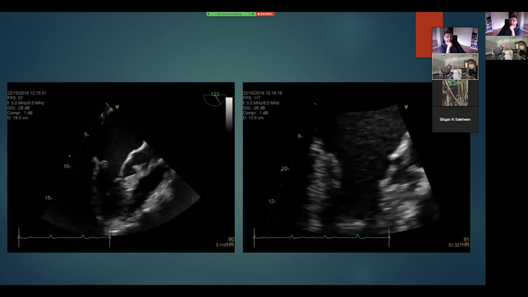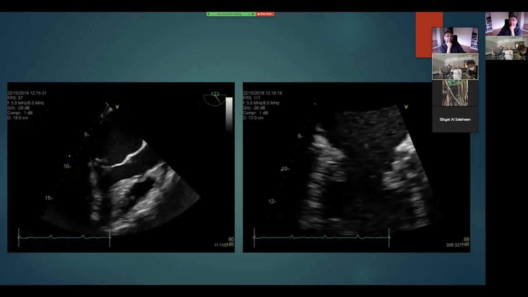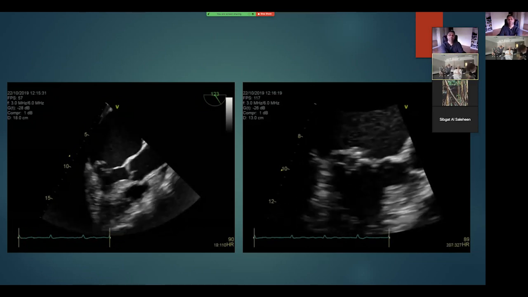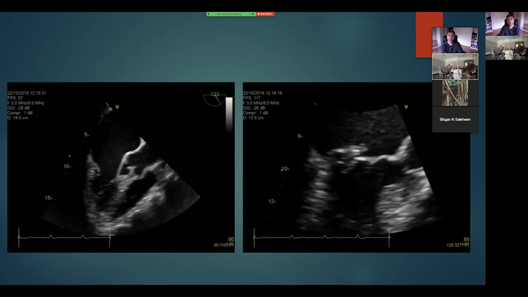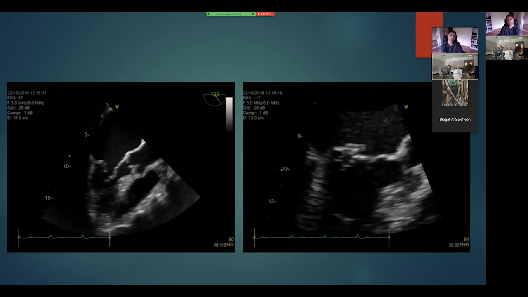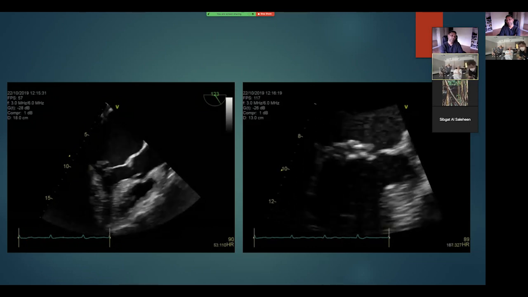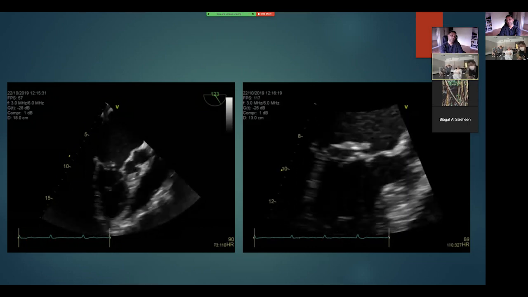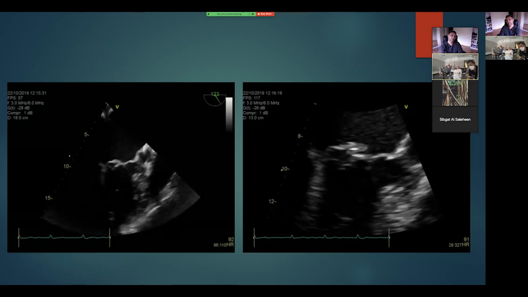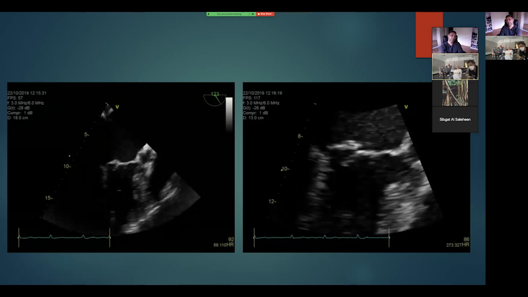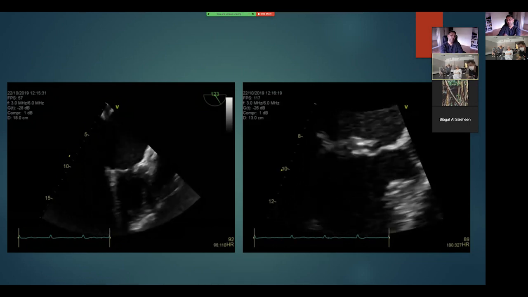And to summarize, we've got severe mitral regurgitation, anteriorly directed, from what appears to be a flail leaflet involving P2 and P3, with left atrial dilatation.